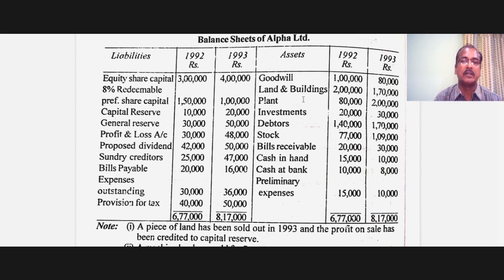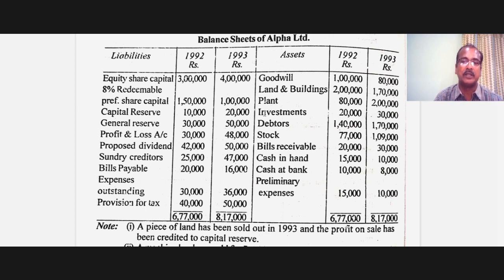Let's quickly look at the items of liabilities. Equity share capital 3 lakh, 1 lakh. You find increase in capital amounted 1 lakh, which is a source of funds because of issue of additional shares. 8% redeemable preference capital 1,50,000, 1 lakh. You find there is a reduction of 50,000 rupees in the value of redeemable preference capital, which is nothing but redemption of preference shares, which is an application of funds which will appear in the funds flow statement.